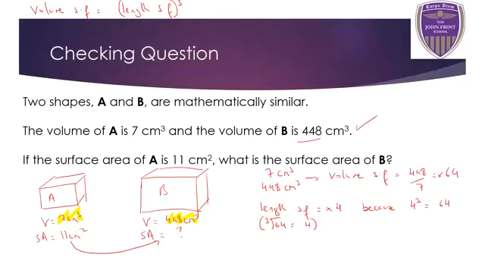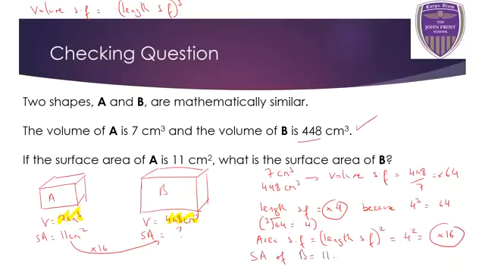But that's still not what I really want here, is it? I need the area scale factor to compare these two surface areas. Remember, we showed in a previous video, the area scale factor is the length scale factor squared. So I am going to do 4 squared, which is 16. So the area scale factor is times by 16. So now I know to get B's surface area, I just do 11 times 16. So the surface area of B is 11 times 16, and that's going to be 176 cm squared. And we're done.